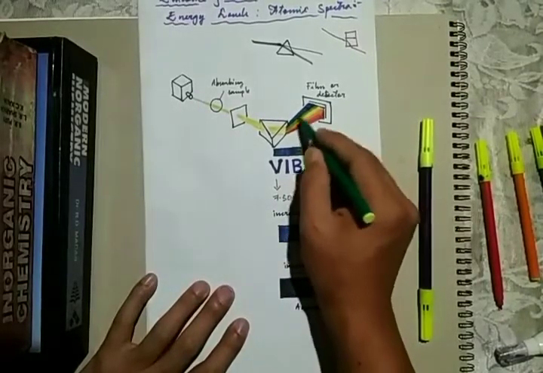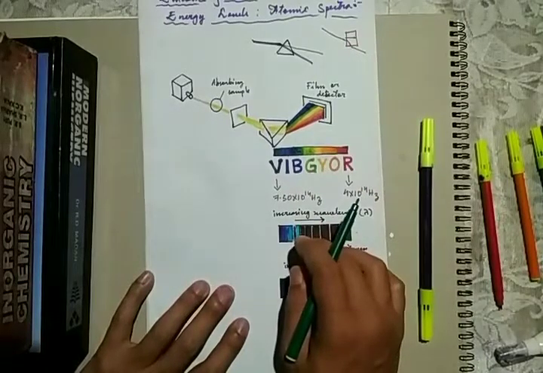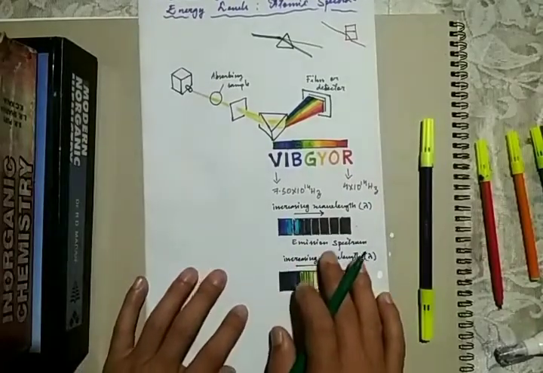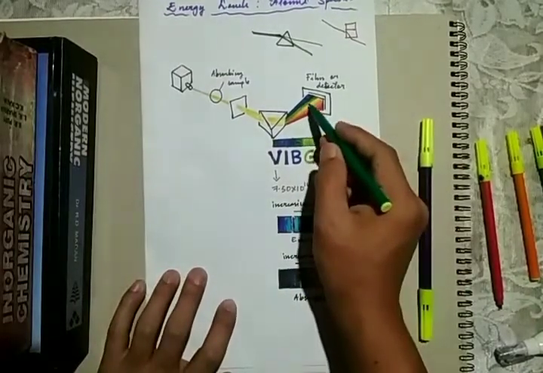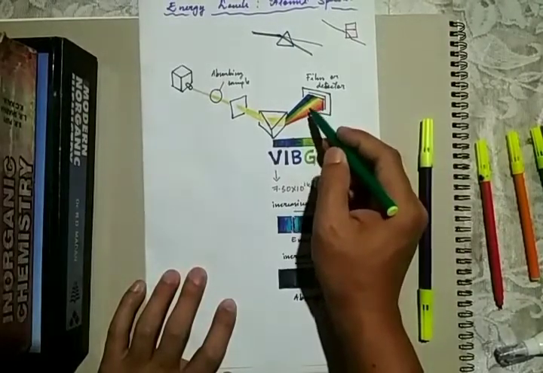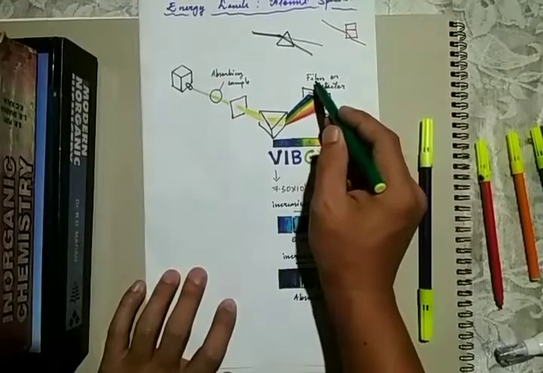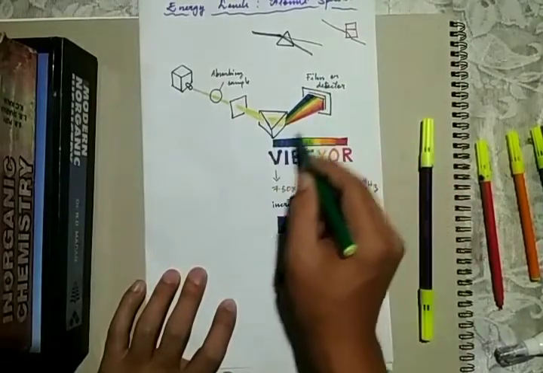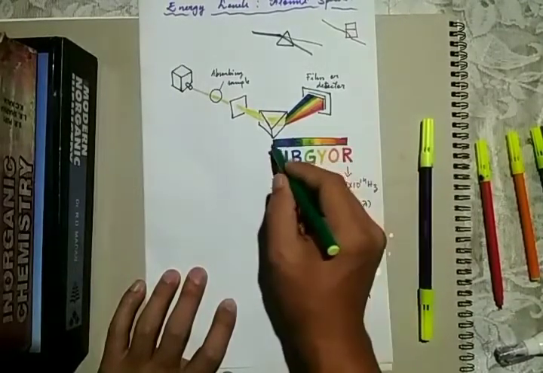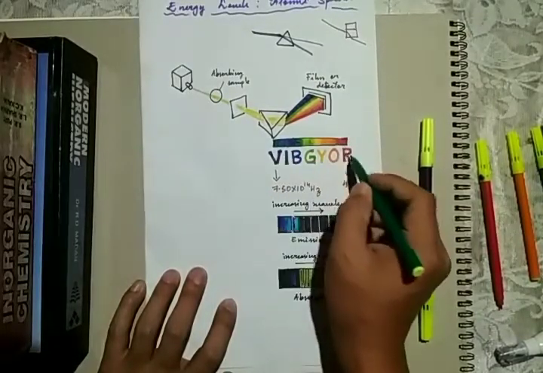This series of colors or bands, we call it a spectrum. This spectrum of bands of these 7 colors can be detected in the detector or film. When we look at it, the film will look like this.